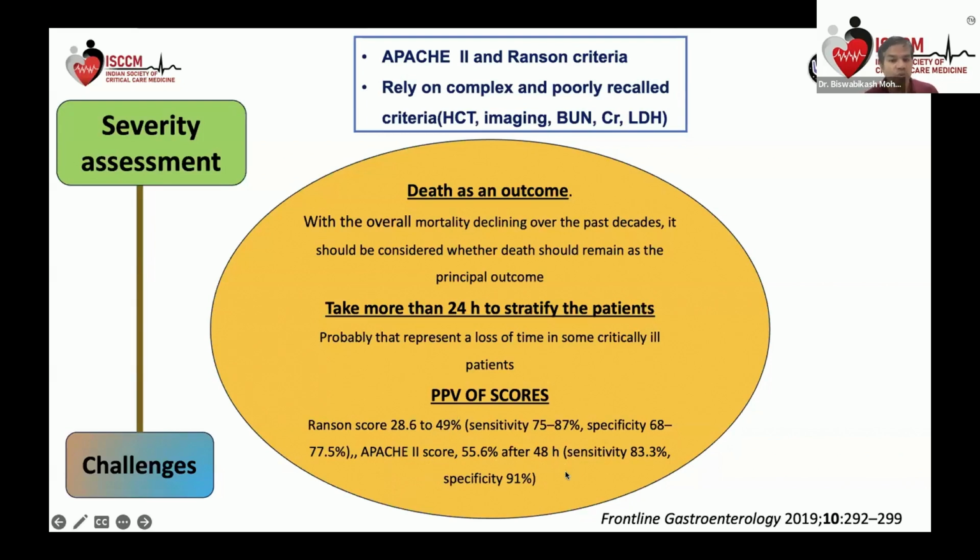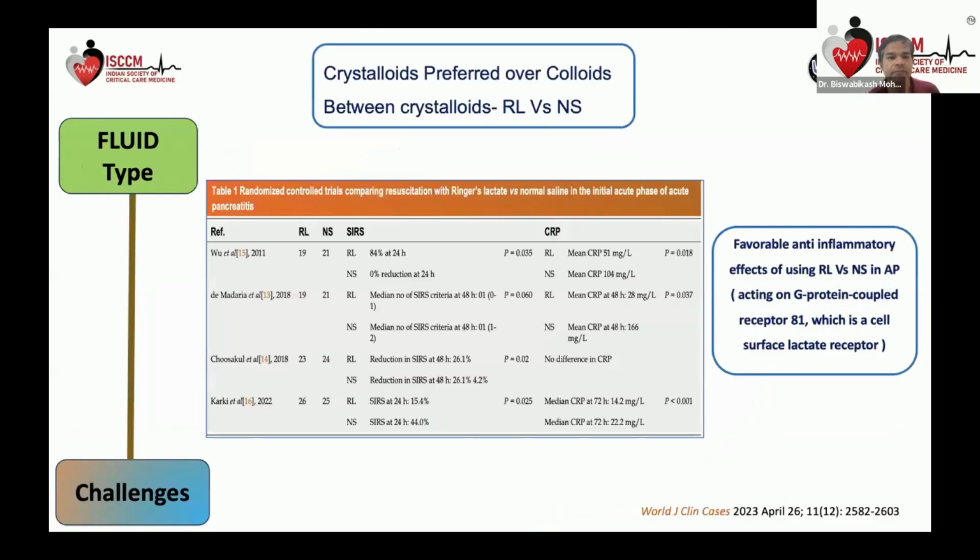Still, we use these criteria in a lot of ICUs, but nowadays all the guidelines say that persistent SIRS is the most common and practically used prognosticator in all intensive care units. That means if the SIRS is persistent even after 3 days, then you can think that this patient is going to have severe acute pancreatitis.